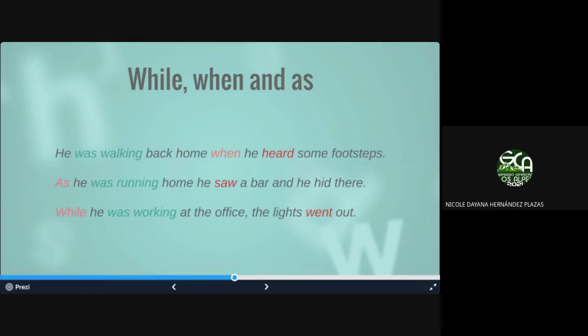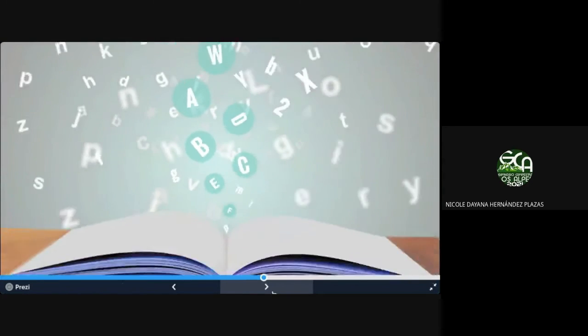Okay, I guess just because you are super quiet, we are going to continue, okay? So don't forget, while, when, as. Those three are super important because they are going to be used a lot in stories. So, my dears, basically that's it. Just for you to remember these structures, here you have a super quick review.